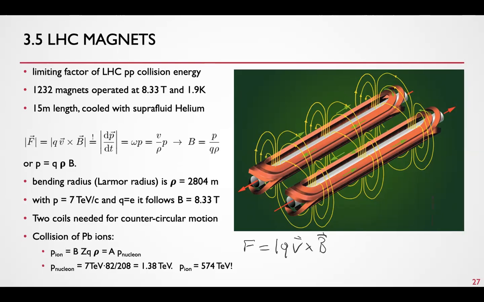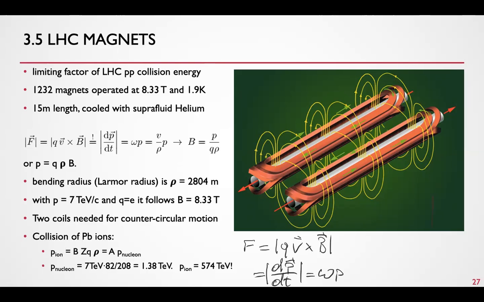The Lorentz force F is q times v times B. That's the Lorentz force given the speed, which is the speed of light, and given the magnetic field B. We can equate this with the change of momentum, the inward change of momentum, because we have a circular motion. So this is just frequency times p.